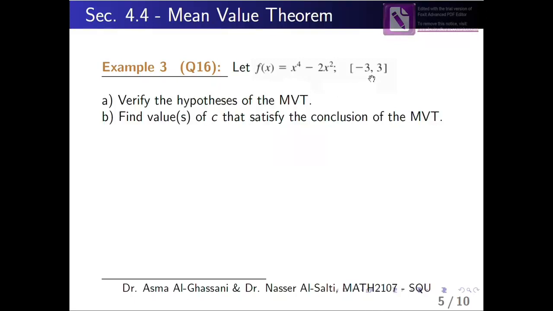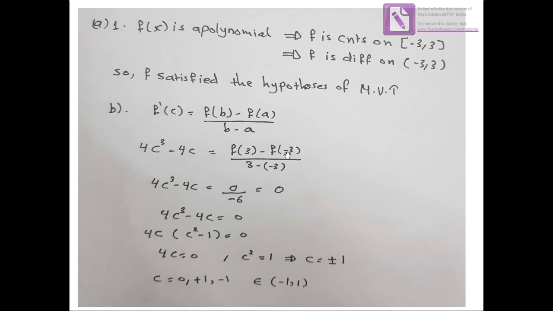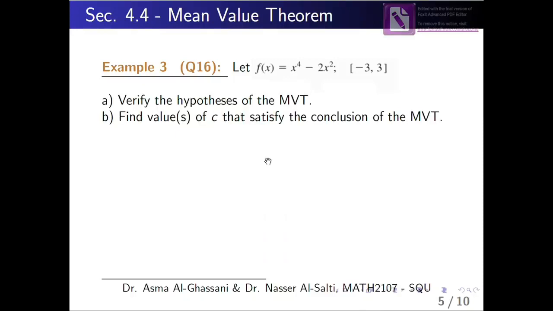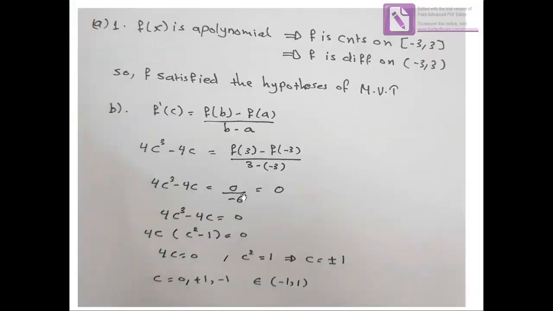We have the interval minus 3 to 3, so this is a, this is b. So f(3) minus f(minus 3) divided by 3 minus minus 3. So 4c cubed minus 4c is equal to that. f(3) is 3 to the power 4 minus 2 multiplied by 9. f(minus 3) will have the same answer since this function is even. So f(3) is equal to f(minus 3), and that's why we get 0 divided by 6, which is 0. So the derivative f prime c is equal to 0.